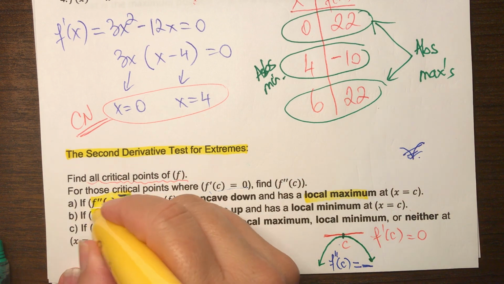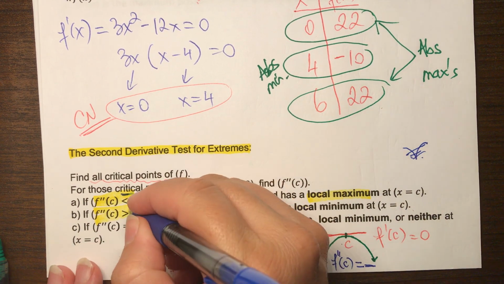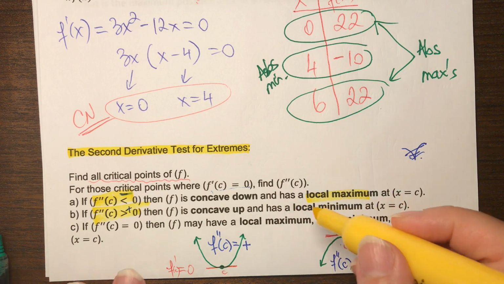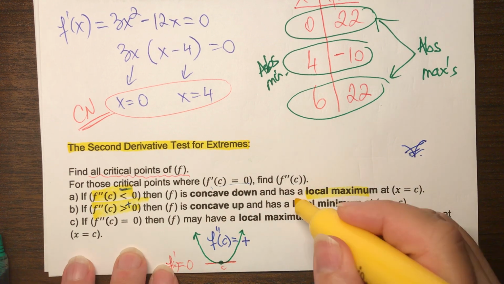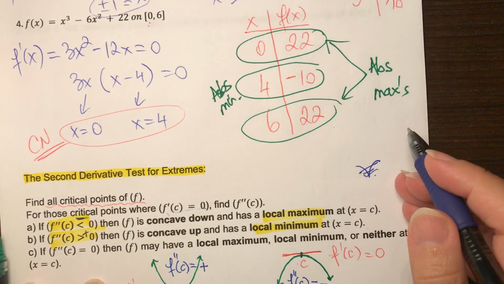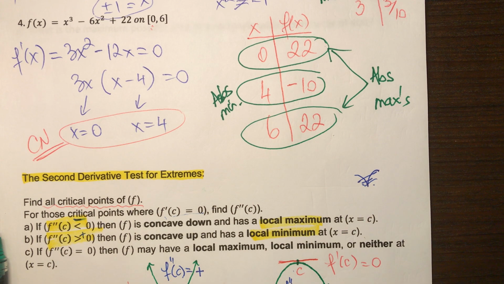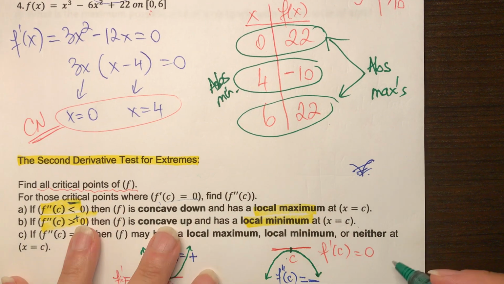If the second derivative is positive, more than 0, then the graph is concave up and you have a minimum. And if it's 0, then maybe a min or a max or neither. Really, it's just going to be neither for these nice ones, because how could you have the second derivative also equaling 0? I'll show you a picture right here.